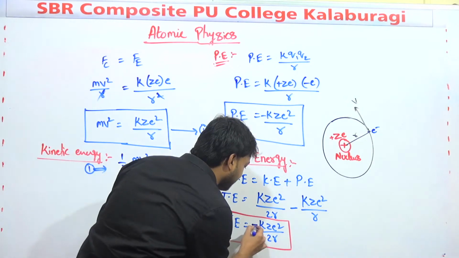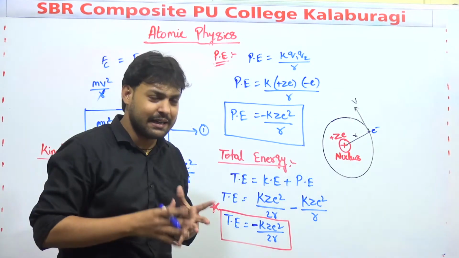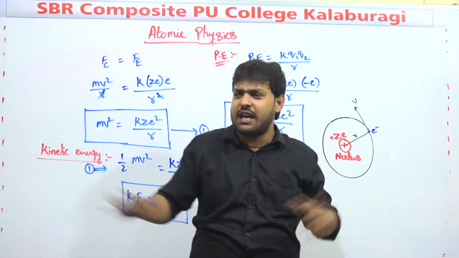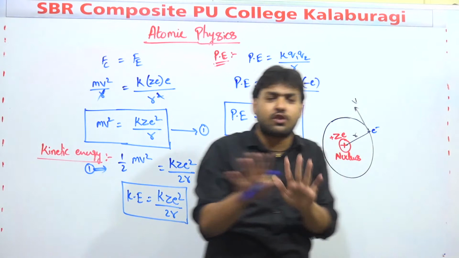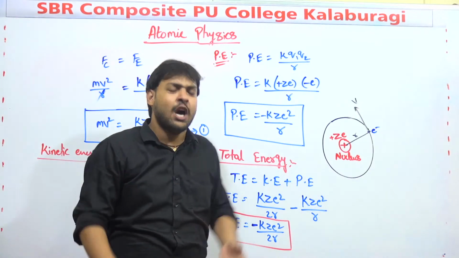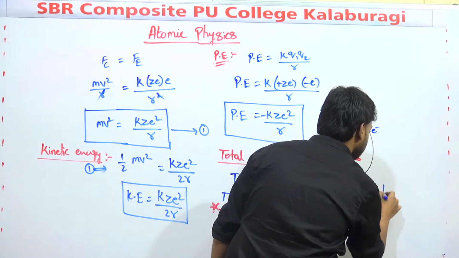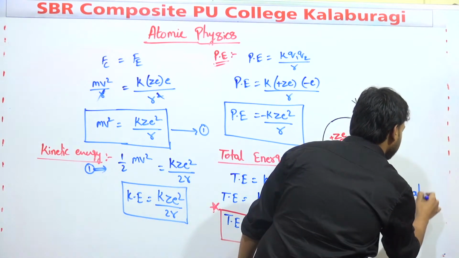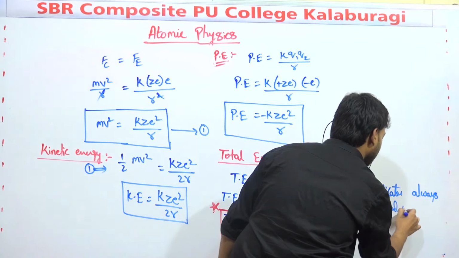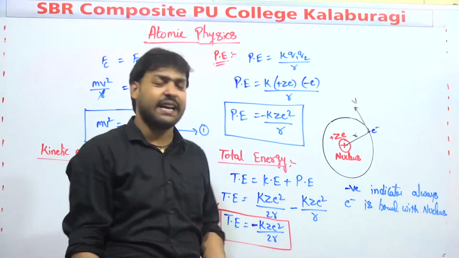What does this minus symbol indicate? That will give you the stability of the atom. Stable. So always the electron is bound with the nucleus, or does it have no relation with the nucleus and revolve in some orbits? No, the electron is always bound with the nucleus. So this minus indicates the electron is always bound with the nucleus. The negative sign indicates the electron is always bound with the nucleus. We call it stability also. This minus indicates the stability of the atom.